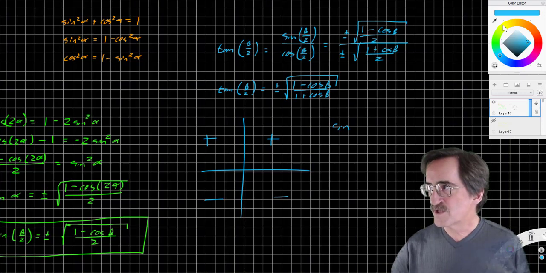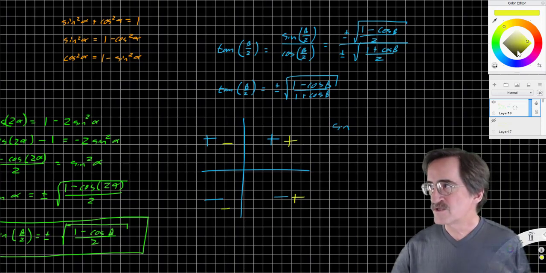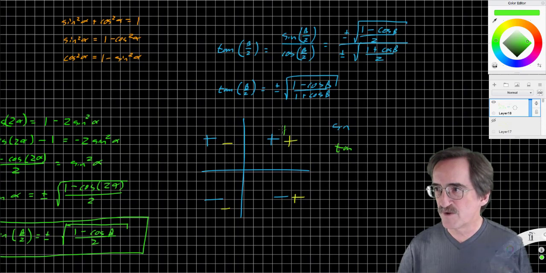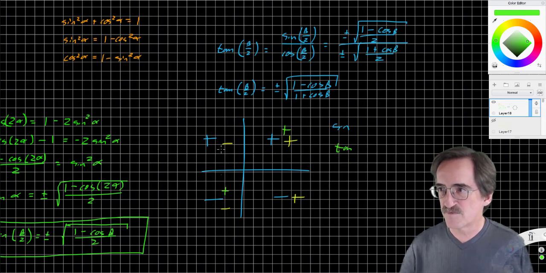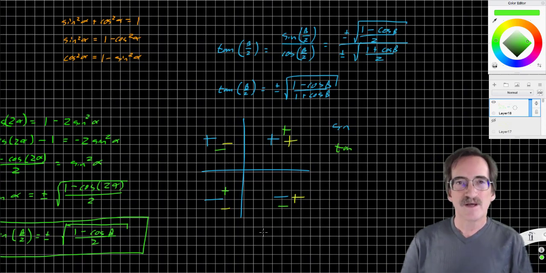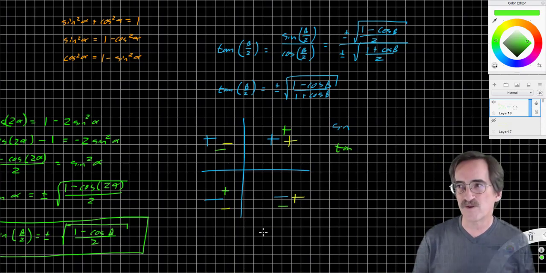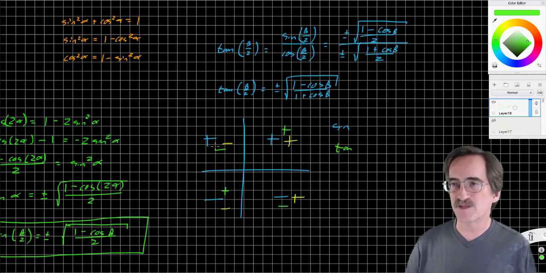Okay, cosine is positive to the right and negative to the left. Tangent depends on sine and cosine. Two positives are positive, two negatives are positive. A negative and a positive are negative, and so on. And then the reciprocals all have the same sign. So just remember the trig functions and where they are positive and where they are negative to know whether the answer is positive or negative.